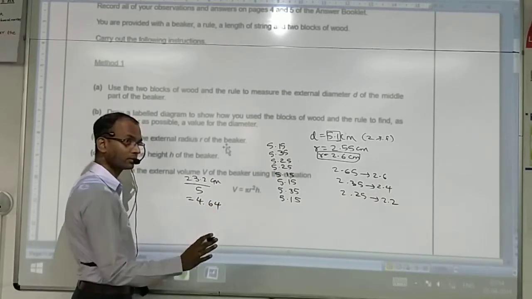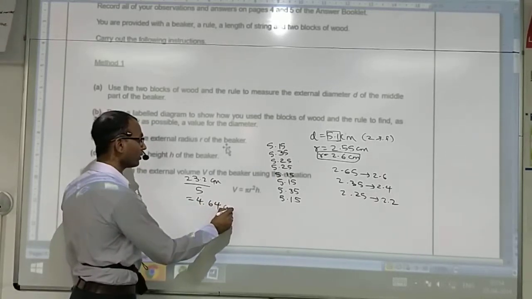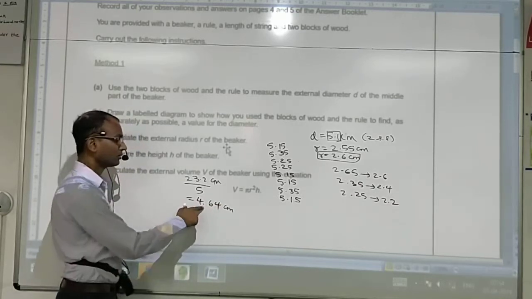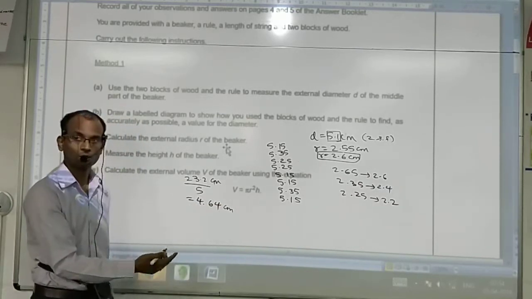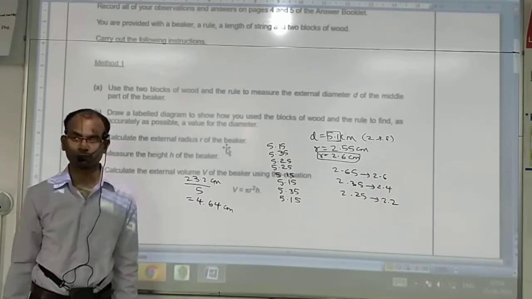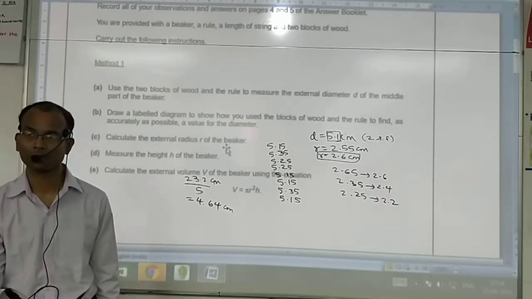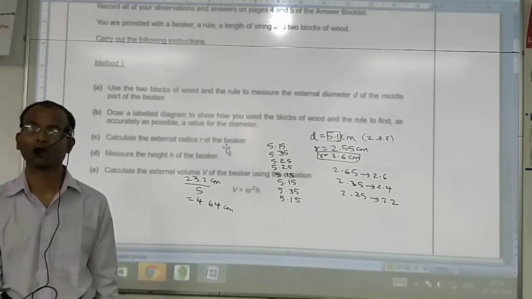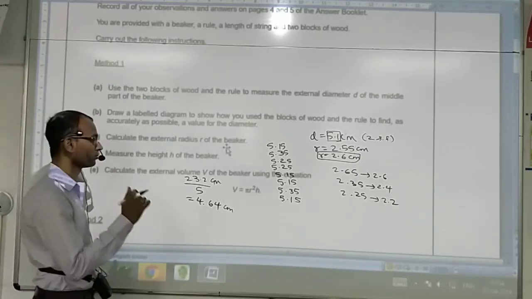4.64. That's it. So you cannot represent the circumference to 2 decimal accuracy, because you used a scale to measure it, which can measure only to 1 decimal accuracy. Now, what's the point of doing the circle 5 times? I'll tell you.